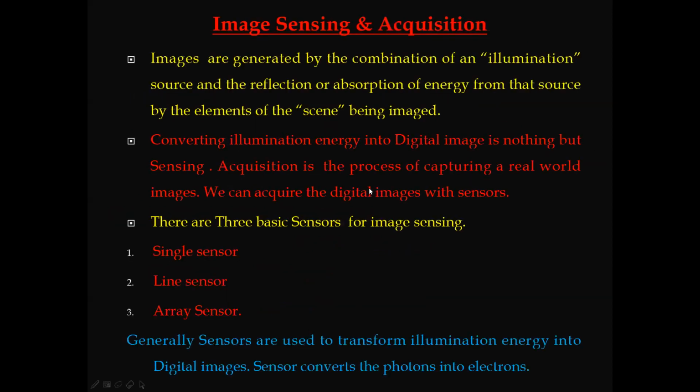Now we will concentrate on image sensing and acquisition. That means what are the image sensing techniques and what are the image acquisition techniques we have. So image sensing: generally the images are generated by the combination of an illumination source and reflectance or absorption of the energy from the source by elements of the scene being imaged. So converting the illumination energy into a digital image is nothing but sensing.